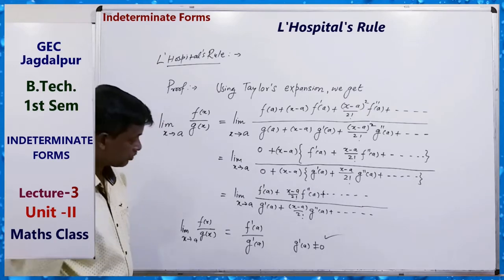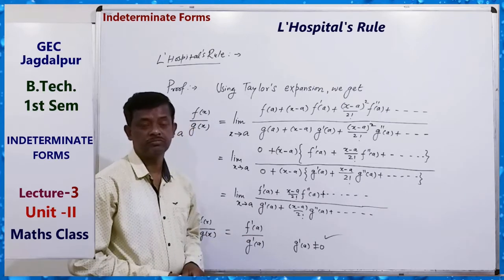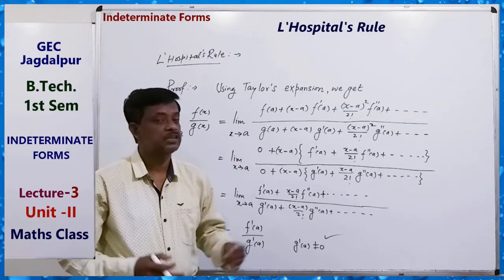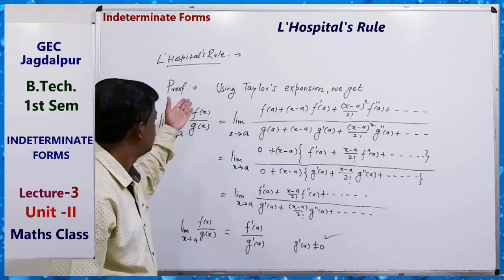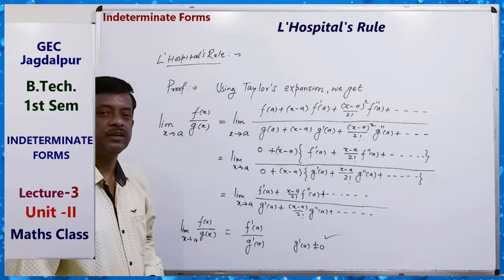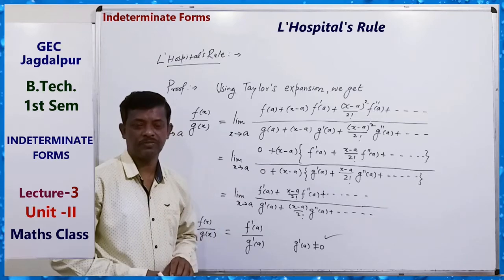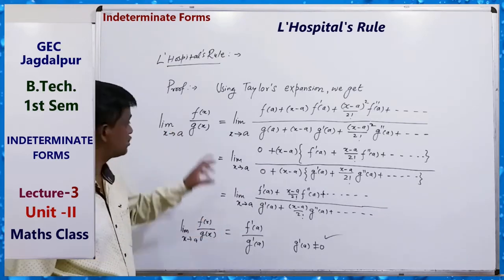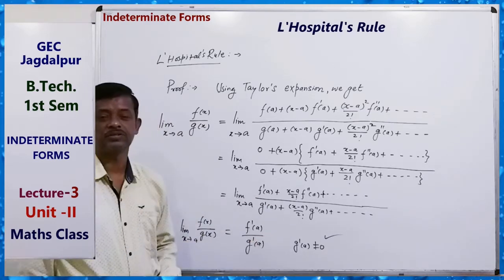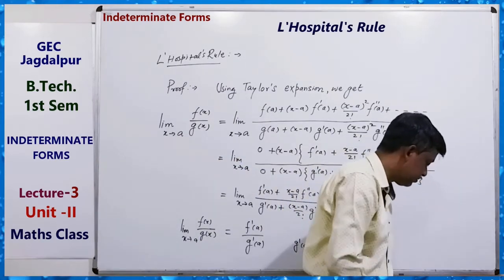Now suppose we get again that f dash a and g dash a are both 0. Then we can use this rule again, just as for the functions f x and g x, we apply this rule. If f dash a and g dash a are both 0 and we get an indeterminate form again, then we can use this formula again, taking f dash and g dash in place of f and g. Then we can proceed further and get the formula.